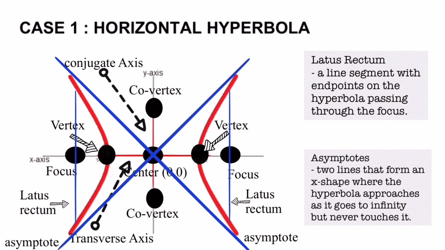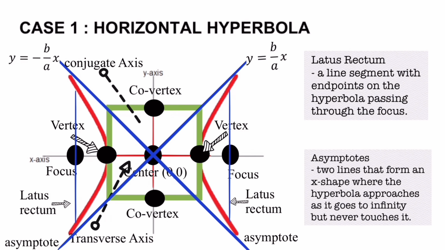The equation of the asymptote with a negative slope is y equals negative b over a x, while the other asymptote with a positive slope is y equals b over a x. Now, the easiest way to draw the asymptotes is by drawing a rectangle covering the 4 points, the two vertices and the two co-vertices. The two asymptotes are actually the diagonals of this rectangle extending outward. So that's a trick on how to approximately draw the two asymptotes.